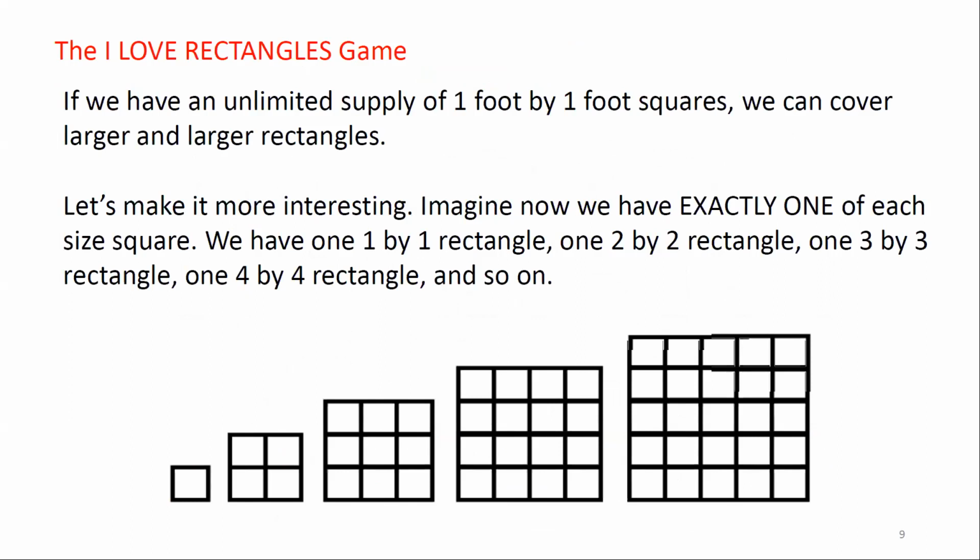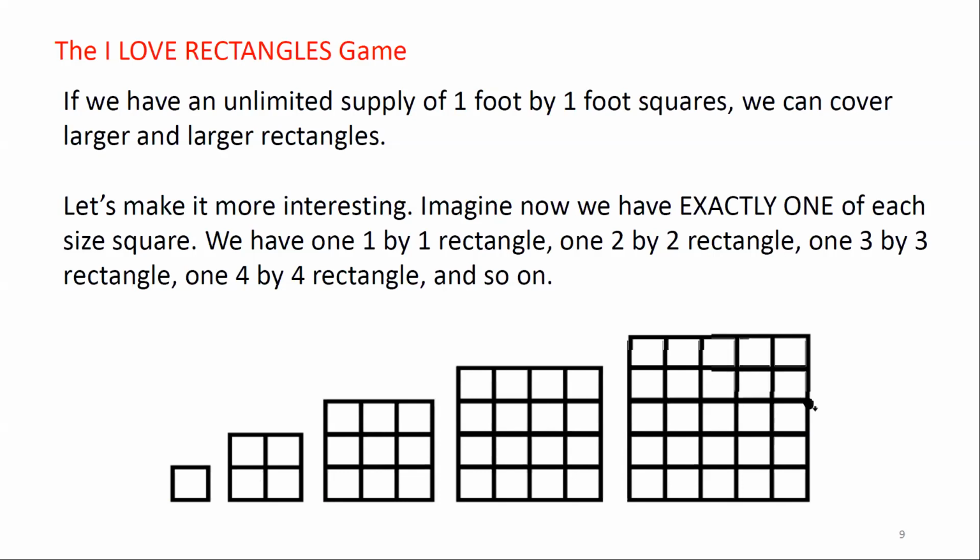So now let's talk about the I Love Rectangles game. If we have an unlimited supply of 1 foot by 1 foot squares, we saw we can cover larger and larger regions. So let's make the game more interesting. Imagine now we have exactly one of each size square. So we have only one 1 by 1 square, only one 2 by 2, only one 3 by 3, only one 4 by 4, only one 5 by 5, and so on.